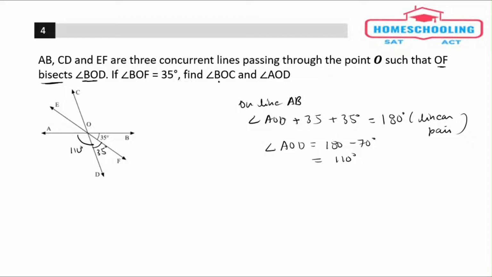In the question we have to find angle BOC and angle AOD. We have already found angle AOD, and these two angles are vertically opposite to each other. So angle BOC would also be 110 degrees, and angle AOD, which we have already found, is 110 degrees. So both the angles would be 110 degrees each. Now moving to the next question.